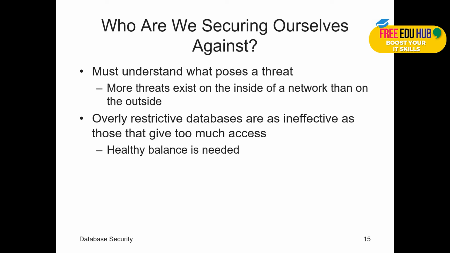More threats exist on the inside of a network than the outside. It's always the case, whether it's hacking, intrusion, or any kind of problems, the people inside the organization usually are the cause more than from the outside. Overly restrictive databases are as ineffective as those that give too much access. A healthy balance is needed. Why are we saying that? Because if you put way too many checks on each and everything, it would make your own life miserable, having to give access for everything.